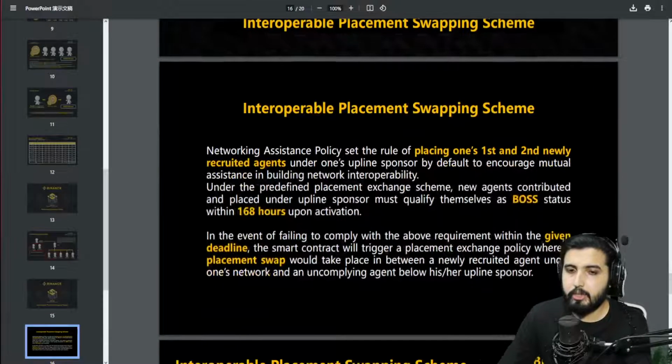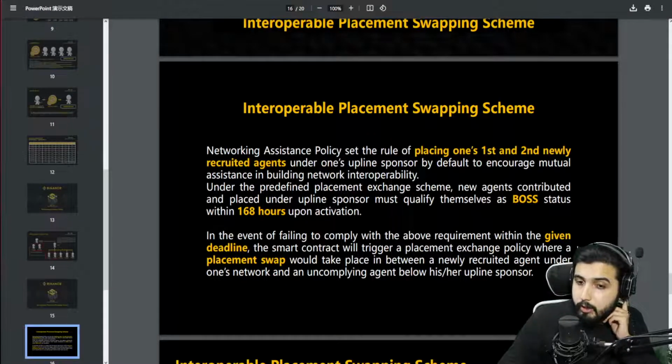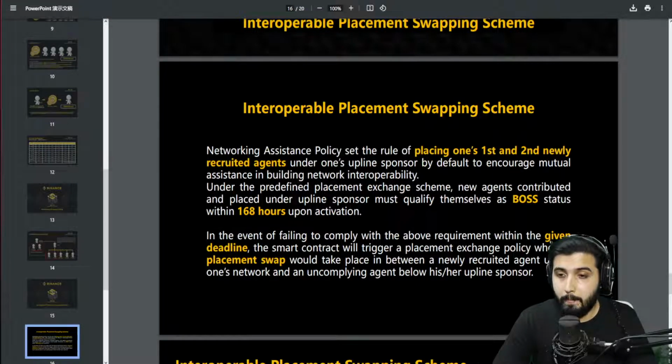And now comes the interoperable placement swapping scheme. Networking assistant policies have the rule of placing one's first and second newly recruited agents under one's upline sponsor by default to encourage mutual assistance in building network interoperability.